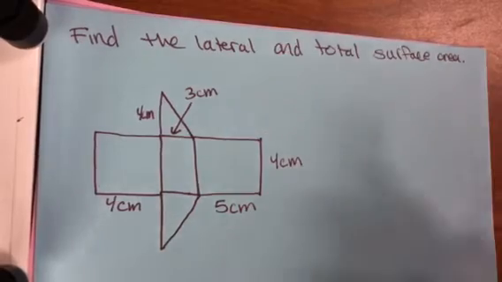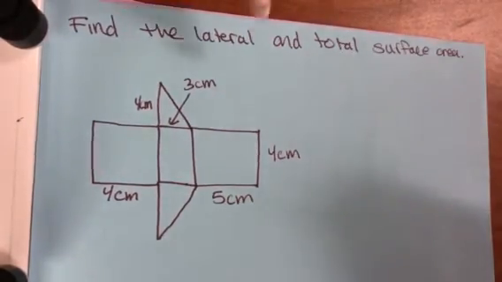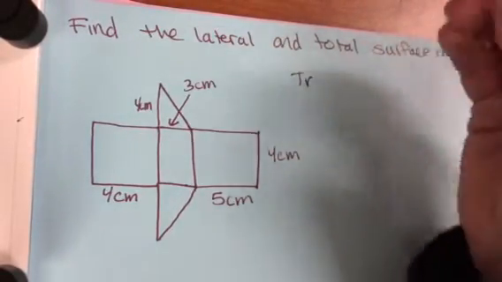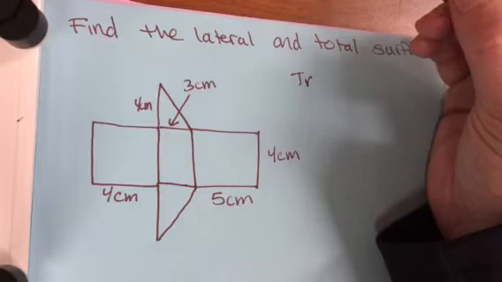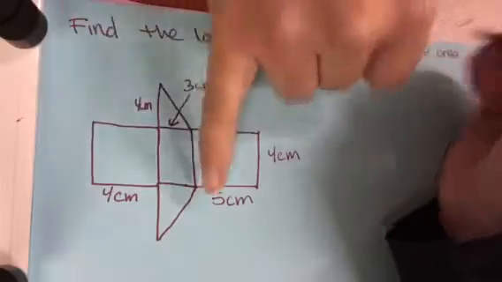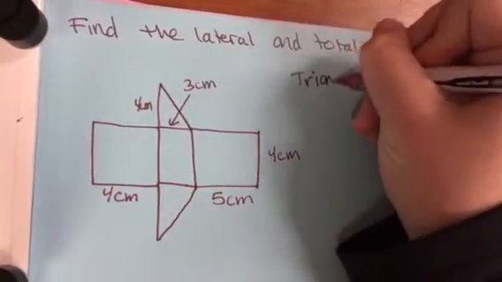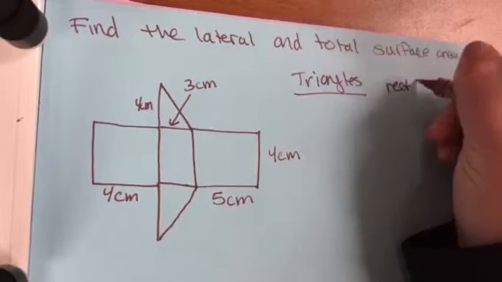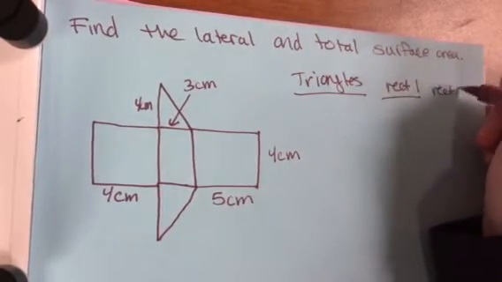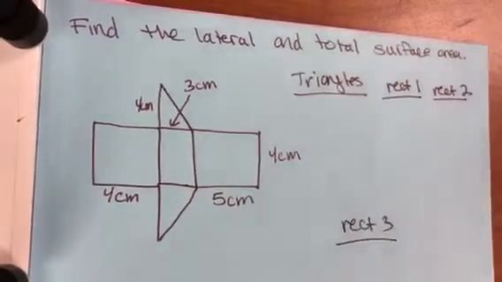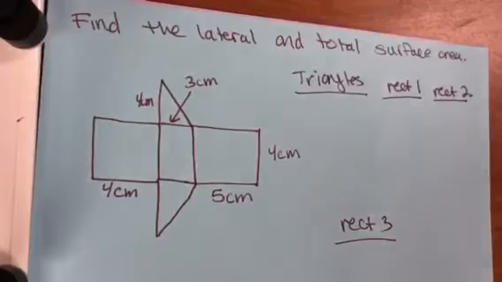Before we get started, just to keep it organized, can we say triangle, rectangle 1, rectangle 2, rectangle 3? Aren't 2 of the rectangles the same? No, wait, never mind, because this is 4 by 4, this is 3 by 4, this is 5 by 4. So the triangles, then rectangle 1, rectangle 2, rectangle 3.